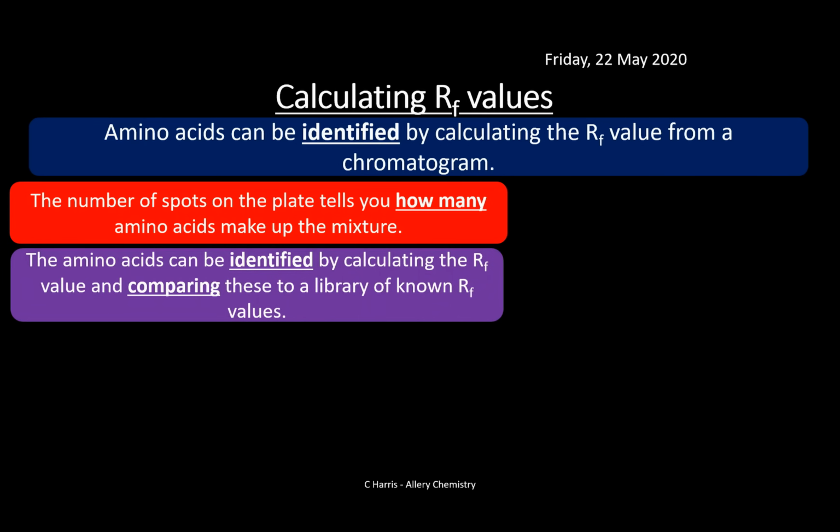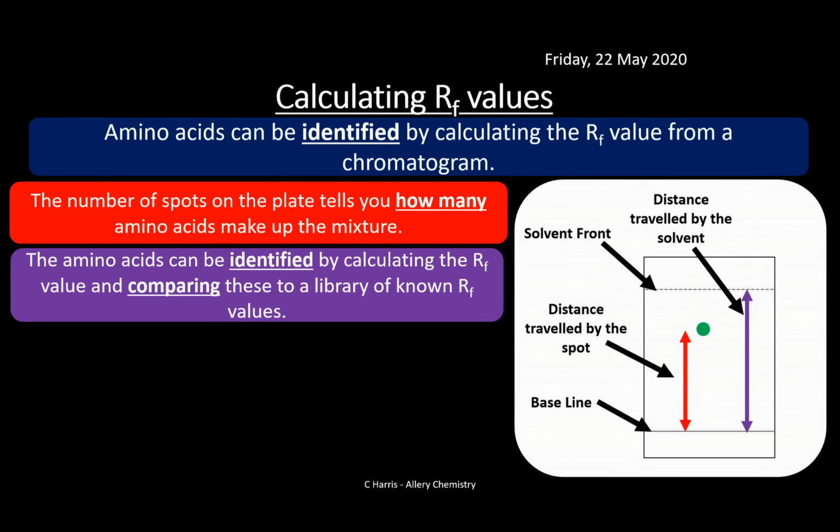And the amino acids, like I say, can be identified by calculating the RF value, and we compare that to a known library of RF values. So here's our chromatogram. We pulled it up here, and we've just color coded it so you can see what's going on. You can see here our baseline, there's our baseline, and we've got a spot. We've just simplified this. So you've got a spot here, one spot there, and we've got the solvent front there.